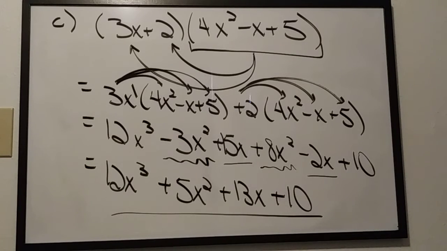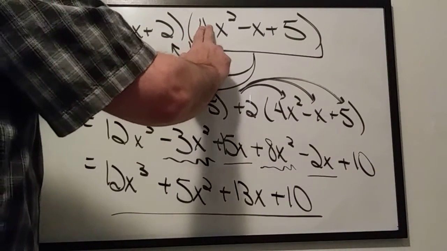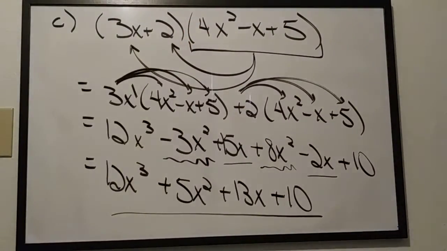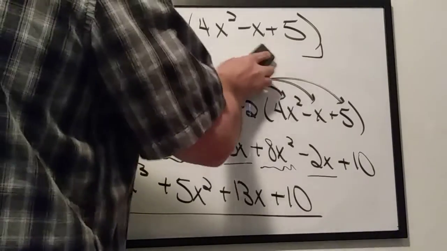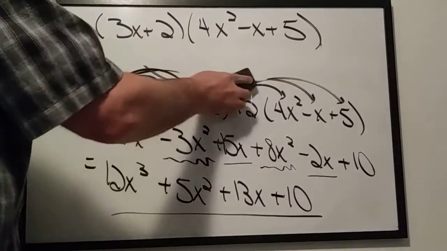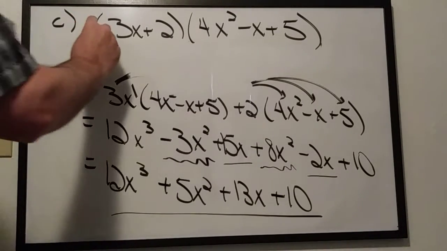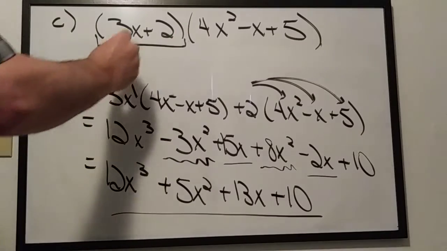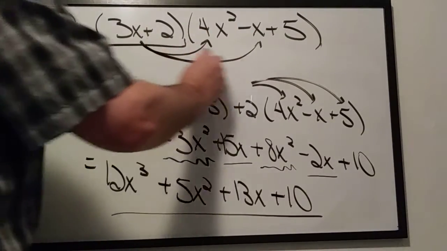So, comment number 1. As you look at this problem, I chose to come in and distribute the trinomial through to the two terms in the binomial. Is that the only way that you can think about this problem? The answer is no. If you looked at this problem and thought, could we have approached this a little bit differently and started by distributing the binomial through to the three terms in the trinomial?